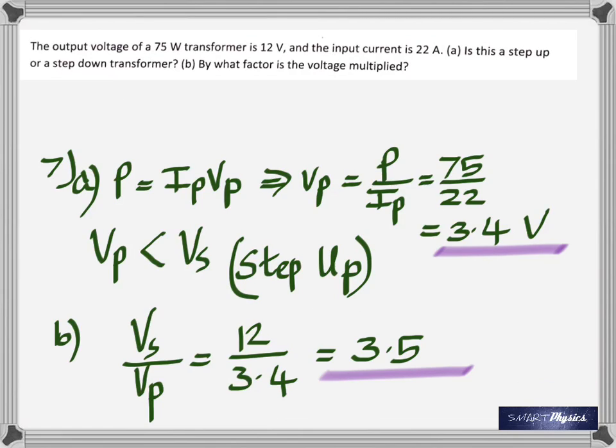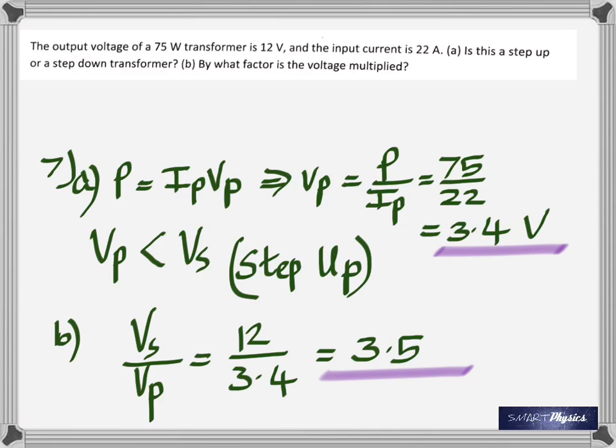This question is about a transformer, and we know that for an ideal transformer, the power in the primary is given by IP Vp, because electrical power is the product of current and voltage. Rearrange that to get the voltage in the primary. Power is given as 75 watts. So when you divide that, you get 3.4 volt.